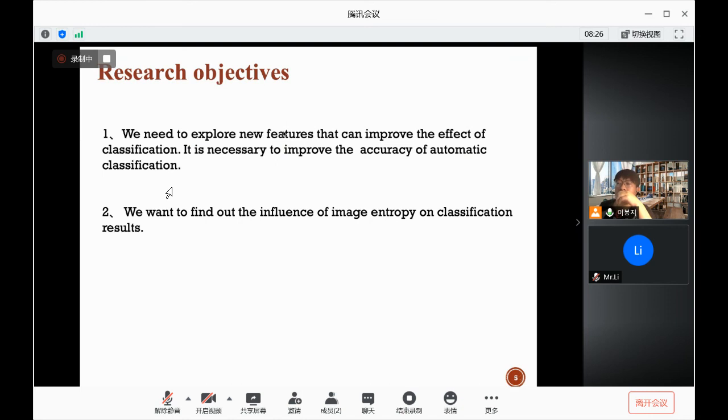Therefore, we set two research objectives and then carry out experiments. Number one, we need to explore new features that can improve the effect of classification. It's necessary to improve the accuracy of automatic classification. Number two, we want to find out the influence of image entropy on classification results.